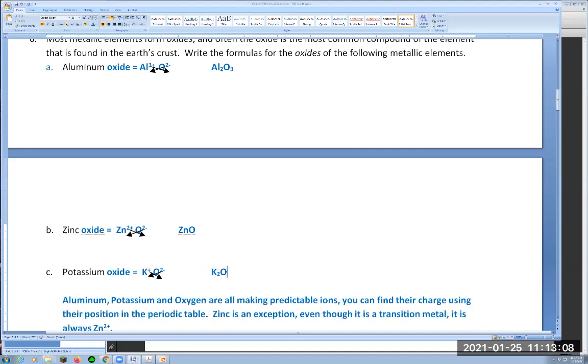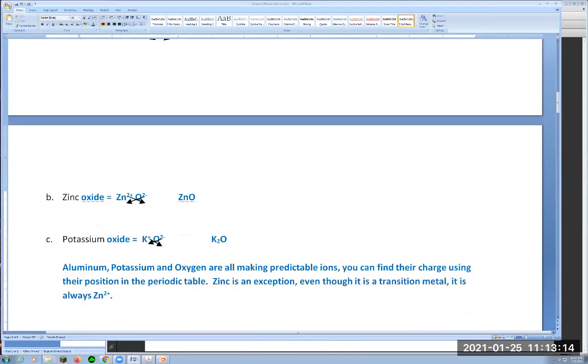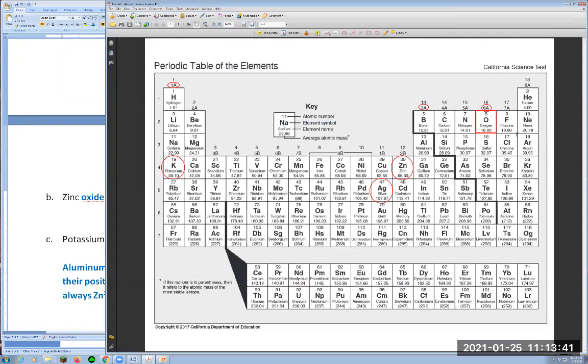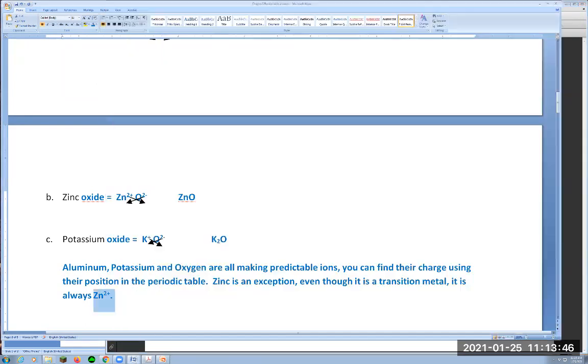And here, just emphasizing the fact that aluminum, potassium, and oxygen are all making predictable ions, right? They are part of group 3A, 1A, and this is 6A. Of course, oxygen is a negative ion, a nonmetal. So you can find their charge using the position in the periodic table. But zinc is an exception, even though it is a transition metal. So you need to remember about zinc, and we said silver and cadmium, right? Those three are exceptions among the transition metals.